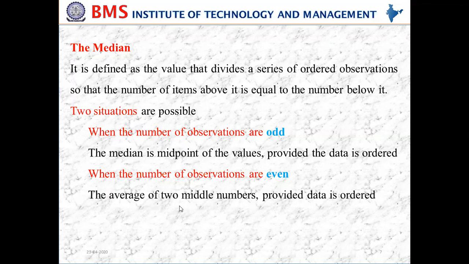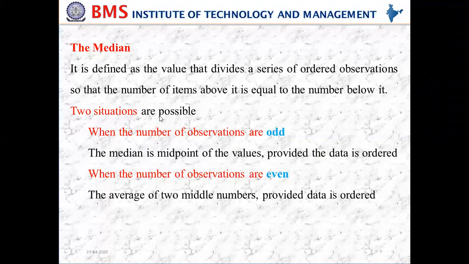So the average of two middle numbers means, see, the third term and fourth term in the 6 observations. After collecting the 6 observations, these observations have to be kept in order. Once you keep them in order, the average of the third term and fourth term will give the median of that particular set of observations. So there are two situations possible in the calculation of median: the number of observations may be odd, or it may be even. In the case of odd, the midpoint will give the median, and in the case of even observations, it will give the average of the two middle numbers.